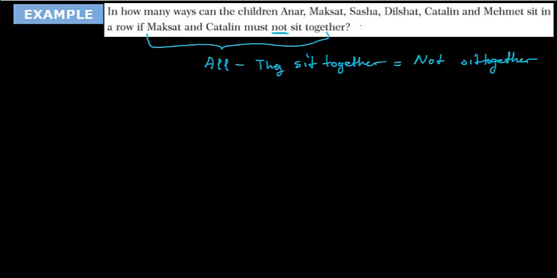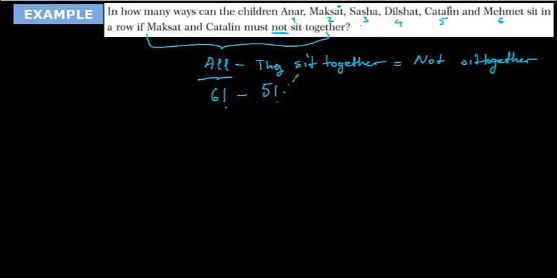Okay, now what is all? There are 1, 2, 3, 4, 5, 6 children. It means that 6 factorial different ways they can sit, without any restriction. When Maksat and Katalin sit together, it means that you have 1, 2, 3, 4, and the fifth one is going to be the group. 5 factorial different ways they can sit together.